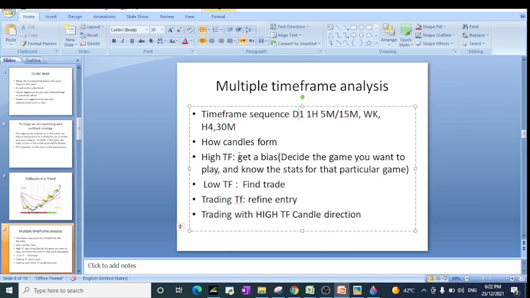So yeah, I've talked about higher time frame, get a bias, decide the game you want to play, and know the statistics for that particular game. If you're trading pullbacks, whatever strategy you decide to play, don't take it from me. Whatever I'm saying in this video, don't take it from me. Go do your work, do your statistical work, and see if the edges are there. Are the probabilities on your side in trading that particular setup?